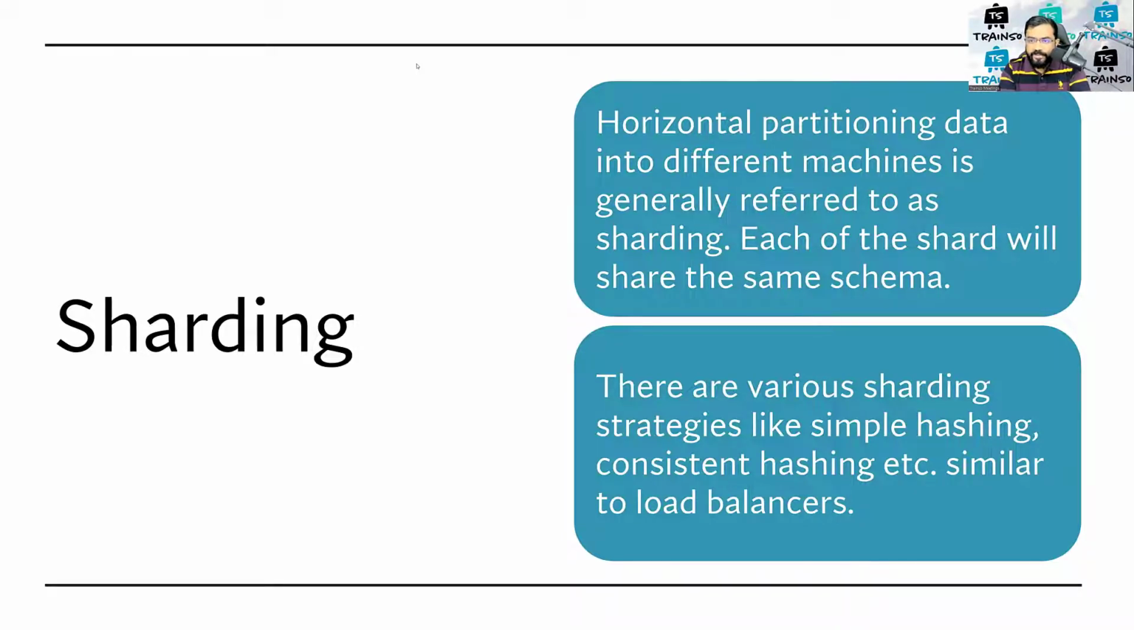So the whole data is horizontally partitioned. Horizontally means different rows are taken. Maybe rows pertaining to one country, or maybe some other parameters can be used for creating these shards or partitions. And then the same logic will be used for querying as well as writing every time. And then you have to only look into a subset of the whole data rather than looking into the whole data itself. Each of the shards will share the same schema. So here, the number of columns and the column names and all will be the same for all these shards. There are various strategies for sharding, like simple hashing, consistent hashing, and it is similar to load balancing that we learned in our previous class.